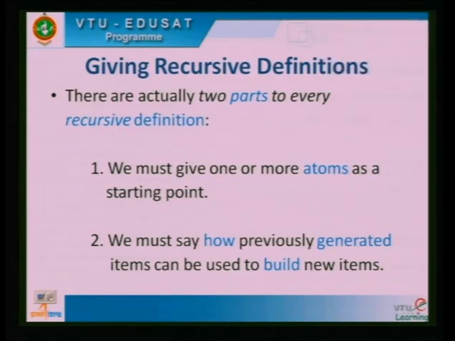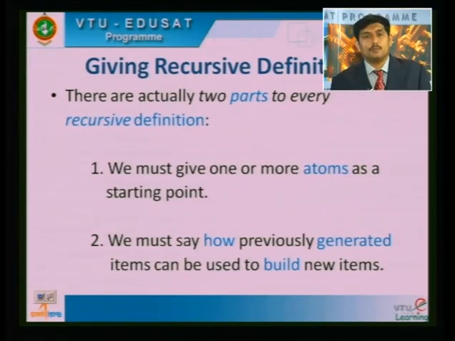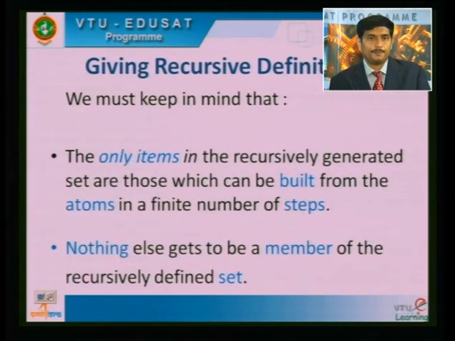Regarding recursive definitions, there are actually two parts to every recursive definition. This must be remembered always. We must give one or more atoms as a starting point. We observe that in every recursion formula there is an induction, and starting points will be there. We always define f of 0 or a naught equal to 1, or one or two values we always mention, then only we can write the recursive definition, as you already observed in the previous examples. We must see how previously generated items can be used to build new items. These are the two important points we must remember for a recursive definition.